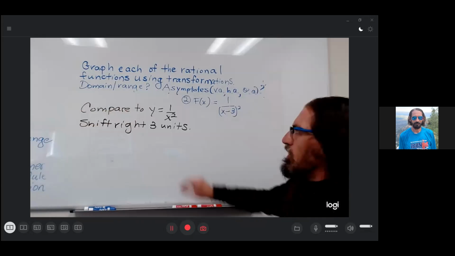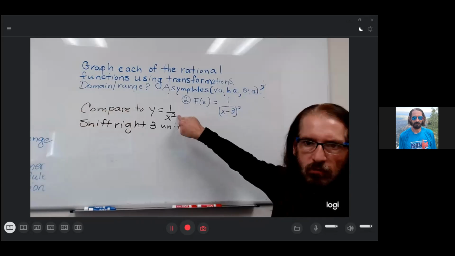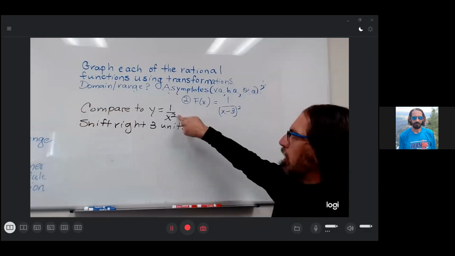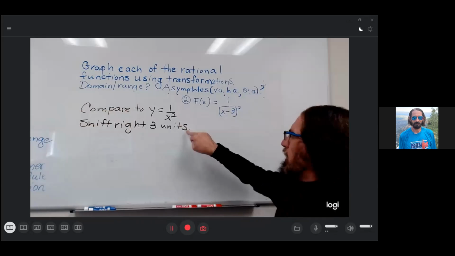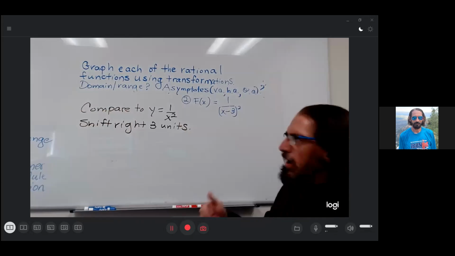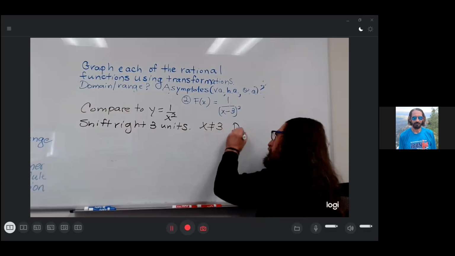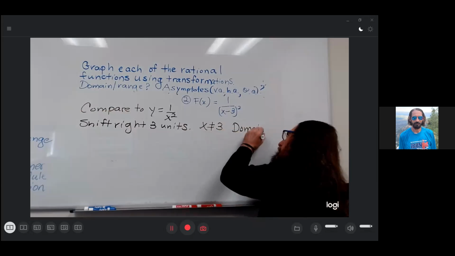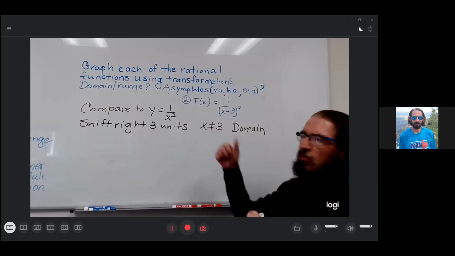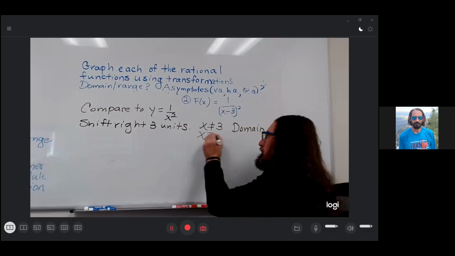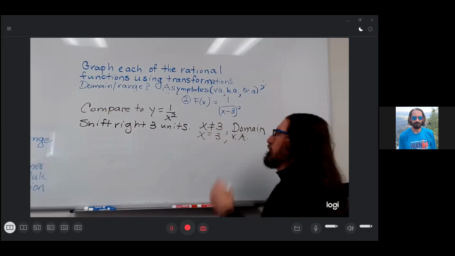Because x equals 0 will make the original function that we're comparing to, you'd have 0 in the denominator, and that would be undefined. Now, when we shift right 3, x cannot equal 3 for our domain. We should expect to see a vertical asymptote at x equals 3 then.